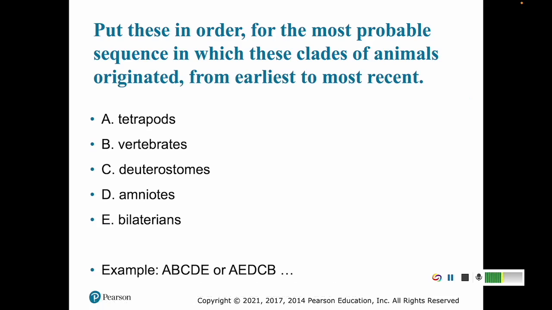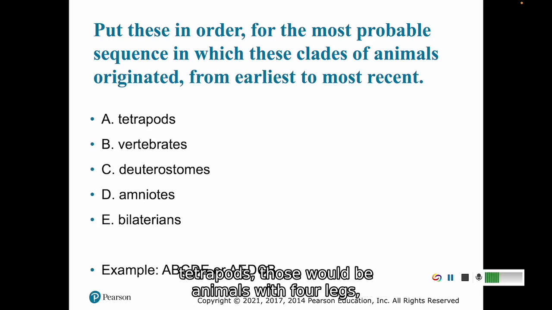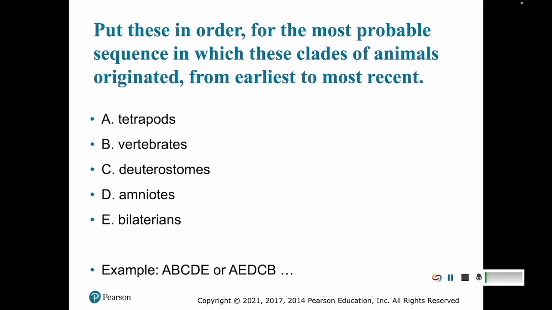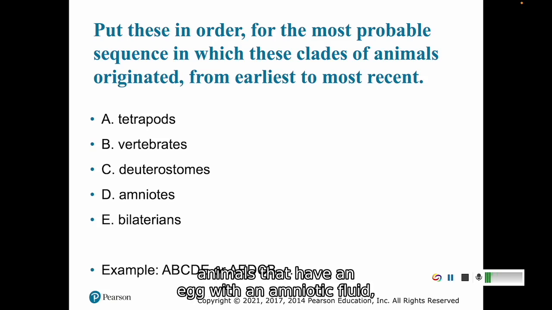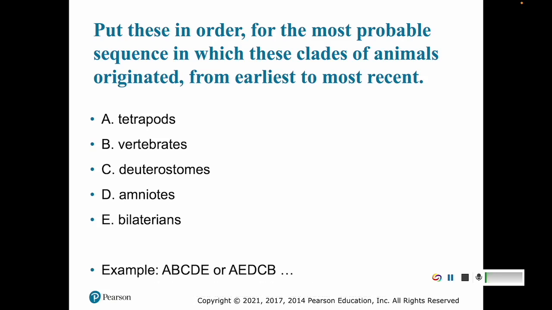So put these in order. For the most probable sequence in which these clades of animals originated: tetrapods, those would be animals with 4 legs, so something like a reptile or an amphibian. Vertebrates, animals that have a backbone. Deuterostomes. Amniotes, animals that have an egg with amniotic fluid, so this would be like reptiles, birds, and mammals. And bilaterians, animals that have bilateral symmetry.